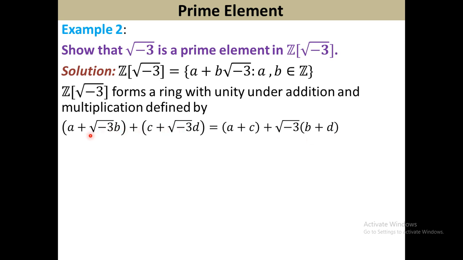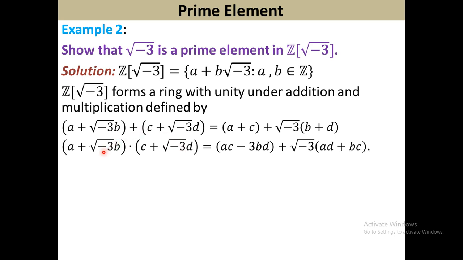This is the same as the complex number a plus ib form. Here in the place of i, this is square root of minus 3, and multiplication is defined in that way, with the product of square root of minus 3 and square root of minus 3 being minus 3. It is defined in that way.